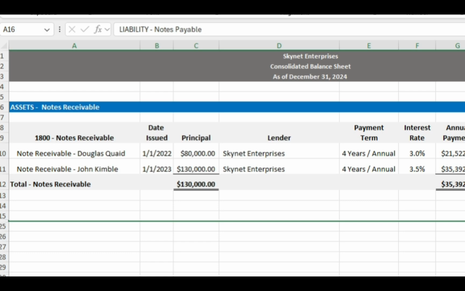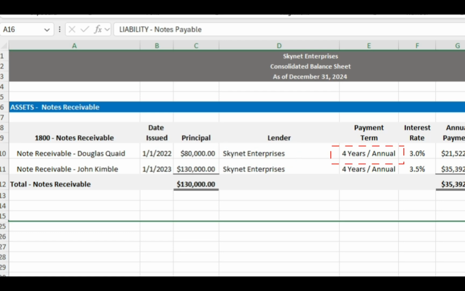Now, Douglas Quaid and John Kimball will be paying back these notes receivable over the terms that we're going to go through very shortly, and that is how they're going to recuperate the cash for giving these employees shares. First line item here, the GL account 1800, which is our notes receivable. Douglas Quaid took out a note receivable on 1/1/2022 for $80,000. And the lender in this situation is Skynet Enterprises. That's why it's an asset on the balance sheet. We're expecting to collect that cash from these employees.